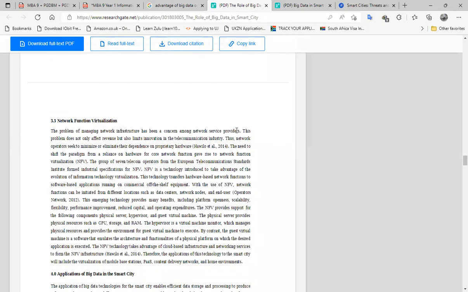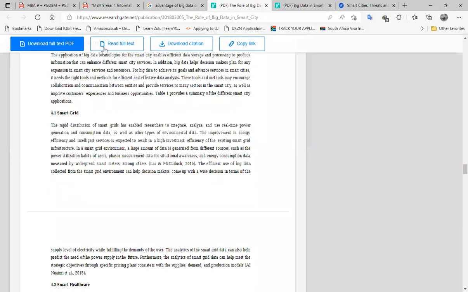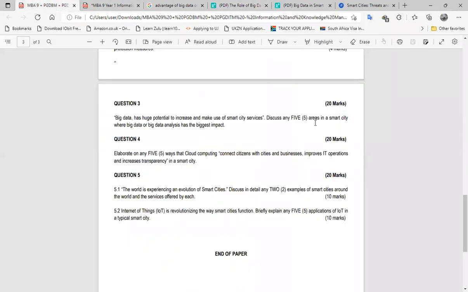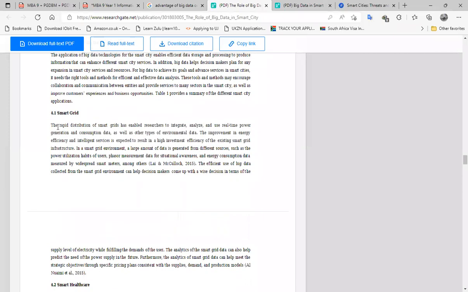No. Applications of big data, smart grid. Yes, that's what we want. We want five areas in a smart city where big data has the biggest impact. So this is very good. Big data can be used to do what is called smart grid, right? Grid, we're talking about electricity, right?